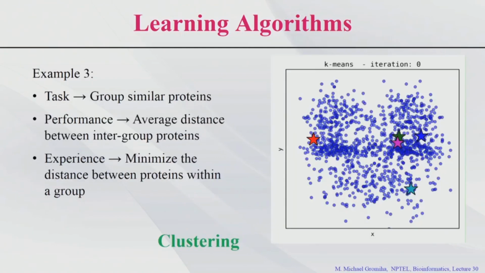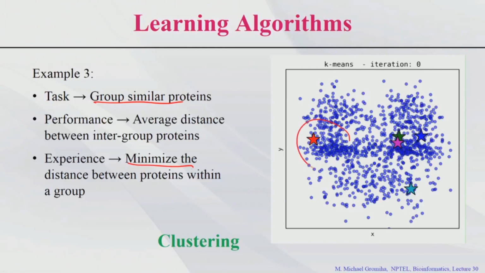So, let us take example 3. If you take many similar types of proteins, the task is to group similar proteins. How to classify the similar types of proteins? How to assess the performance? You can look at the average distance between the proteins within a group, and that should be minimum. If you see this one, this group is the best fit, because within the group the difference is less. If we go to another group, the difference is more. So, you can minimize the distance between the proteins.